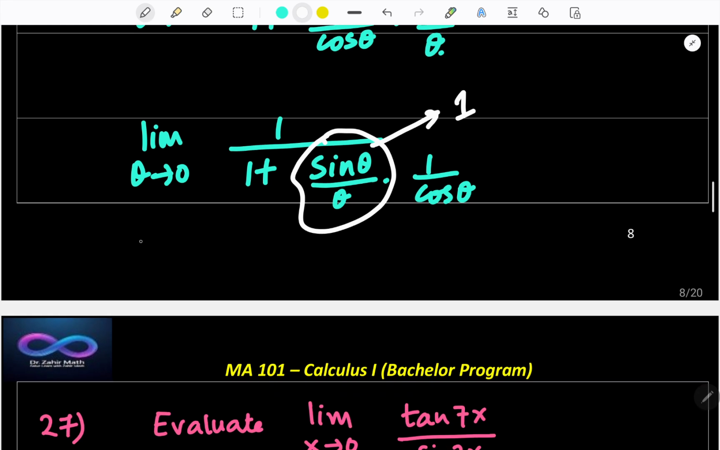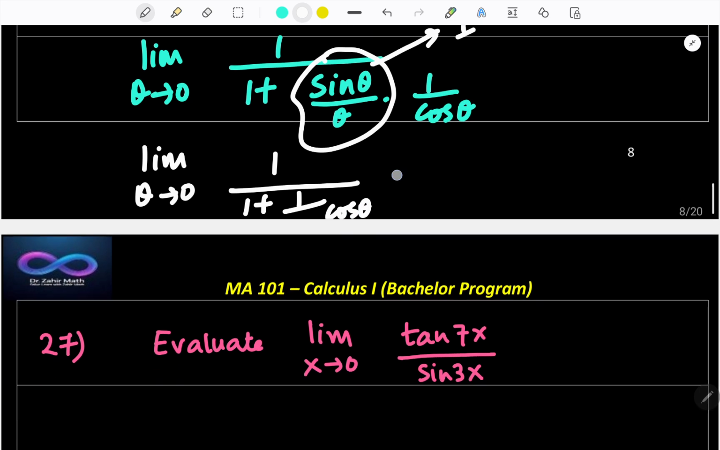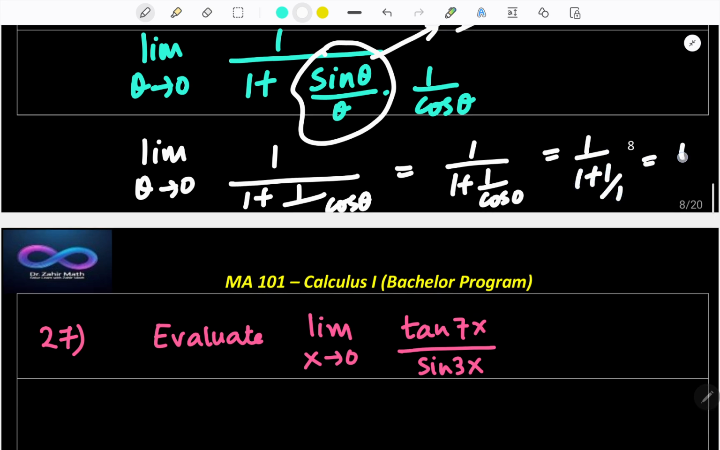So what is left over? The leftover is limit theta tends to 0, 1 divided by 1 plus 1 by cosine theta. So this equals what? If you put theta equal to 0, cosine 0 is what? 1 divided by 1 plus 1 by cosine 0. Cosine 0 is what? 1. So this equals 1 by 1 plus 1 by 1, which is equal to 1 by 2. So the answer is 1 by 2.